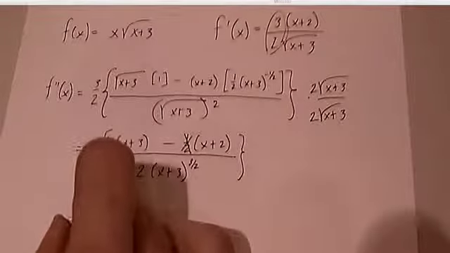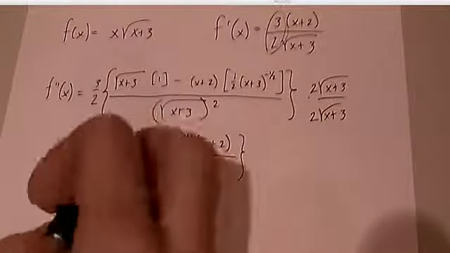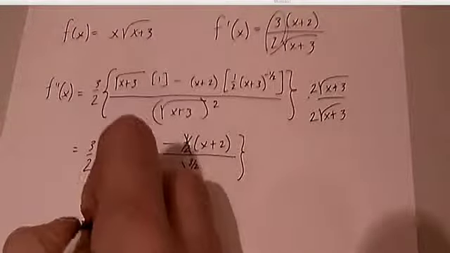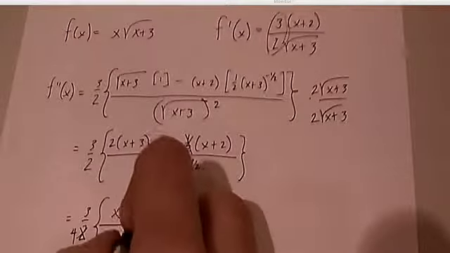So that's going to be 2x minus x, so that's x. And then plus 6 minus 2 is plus 4. And you can go ahead and take this 2 right here and combine it with that one, and we'll make that a 4 right there. And we get x plus 4 over x plus 3 to the 3/2.